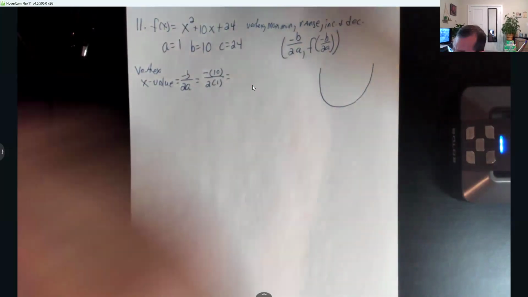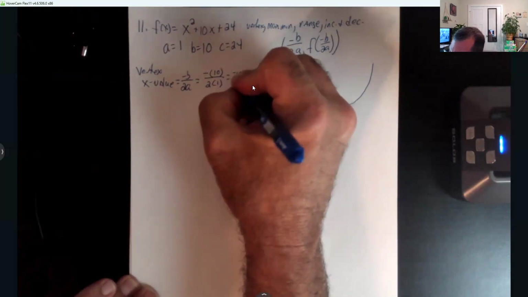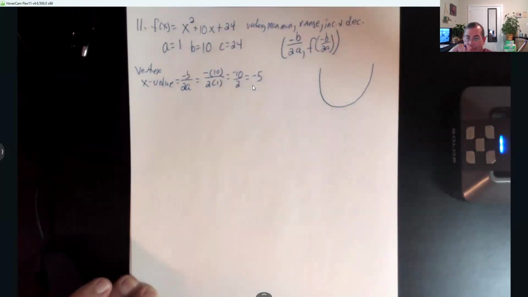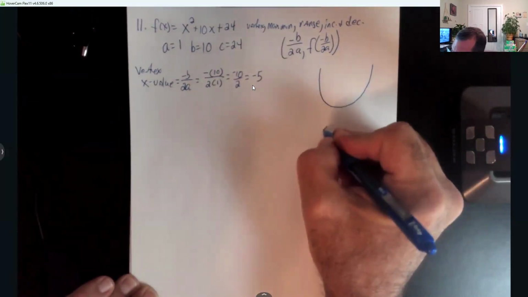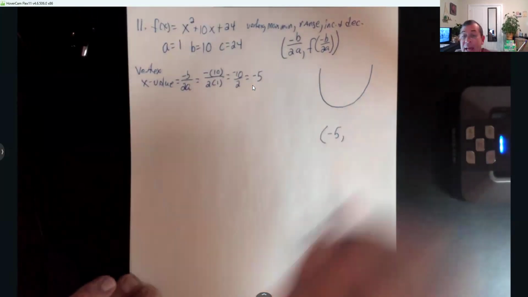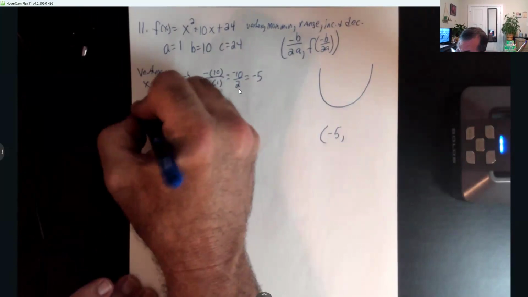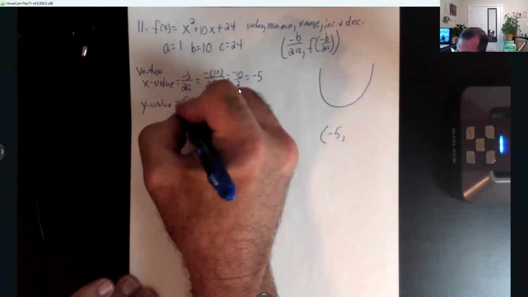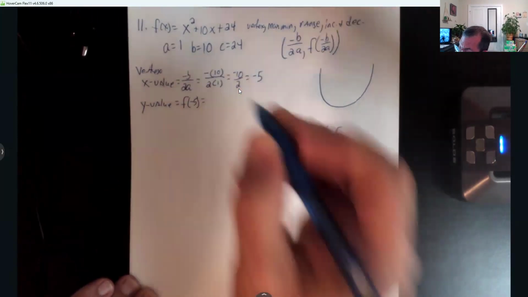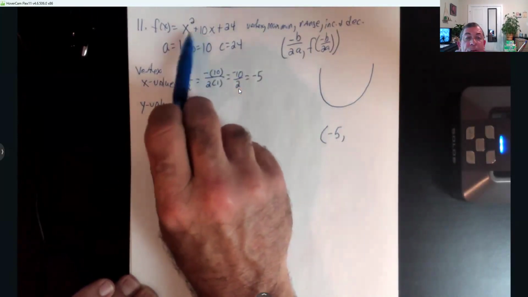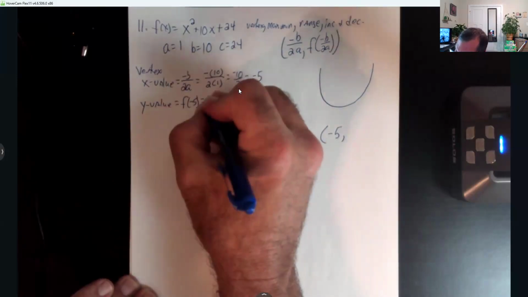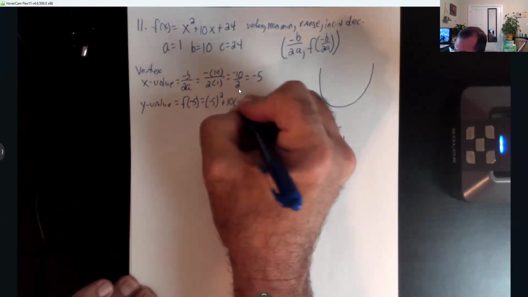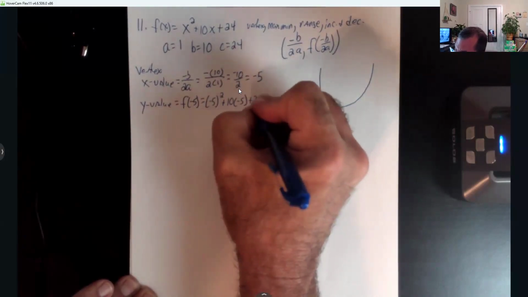So y'all get what? A negative 10 over 2. And that'll give us a negative 5. So here's my vertex. I know negative 5 is the x value. So to get my y value, I'm going to find f of negative 5. That means I'm going to put a negative 5 in for these two x's. So I'm going to have negative 5 squared plus 10 times negative 5 plus 24.